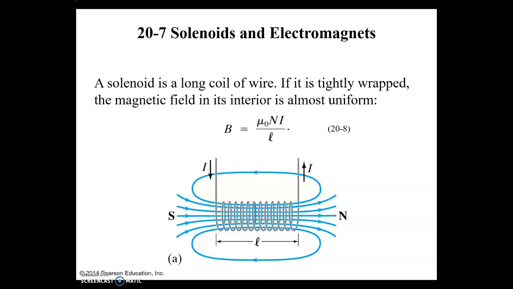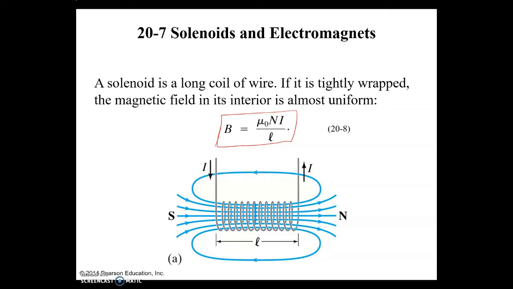How strong is the magnetic field? It turns out that the magnetic field is going to be equal to mu naught, the permeability of free space we saw a couple slides ago, times N, the number of coils in the wire, times I, the current within the wire, divided by L, where L is the length of the solenoid.